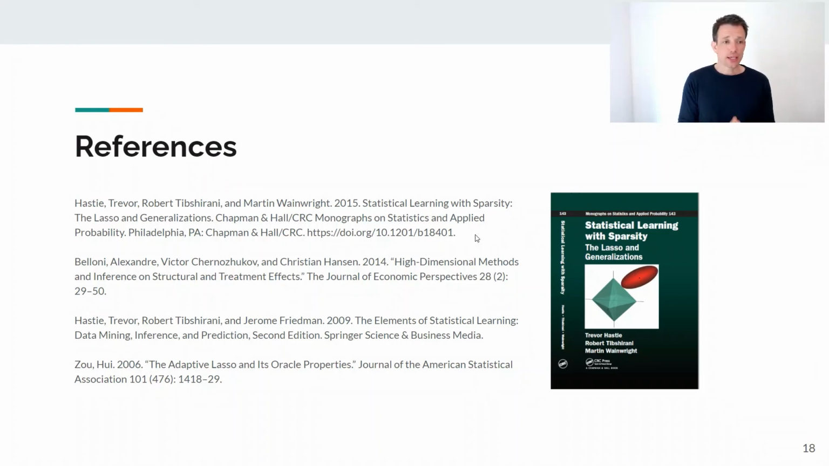Okay, and the final thing, some references. First of all, there is a book by Hastie and Tibshirani, which is where I've drawn most of the examples for this lecture from. That is an entire book on statistical learning with sparsity, so on Lasso basically. So that is definitely highly recommendable. And the other thing is the Belloni et al. paper introducing double selection, which as said before is also very accessible and useful. So therefore also highly recommendable, and two others as well.